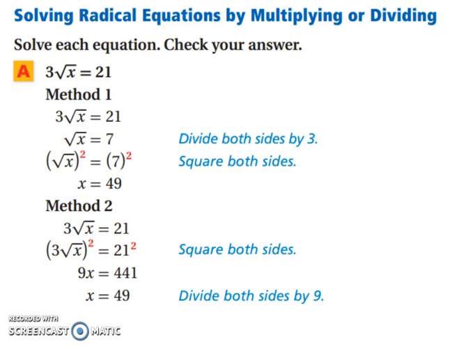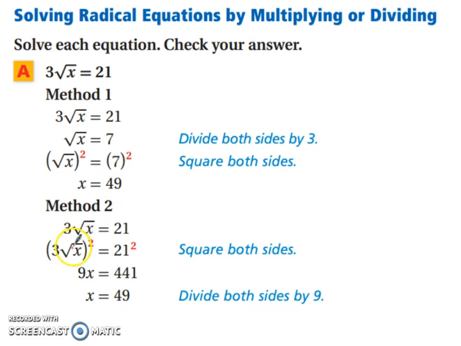Now let's look at solving radical equations by multiplying or dividing. There are 2 ways you can go about this. So let's look at method 1. You can isolate the variable or the square root and the variable first. So we're going to divide by 3 on both sides, and then you end up with the square root of x equaling 7. Then you would square both sides and end up with x equals 49.